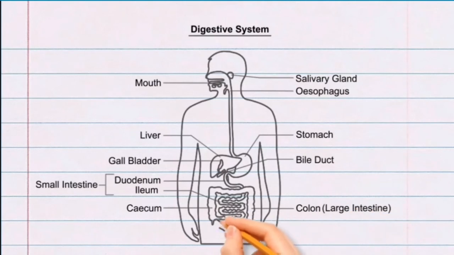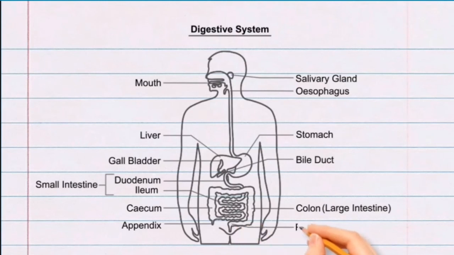Draw a small projection below the cecum and label it as appendix. After forming the colon, the ends of the tube form a slight bulge before extending as an outlet. Label the bulge as the rectum and the outlet as the anus.